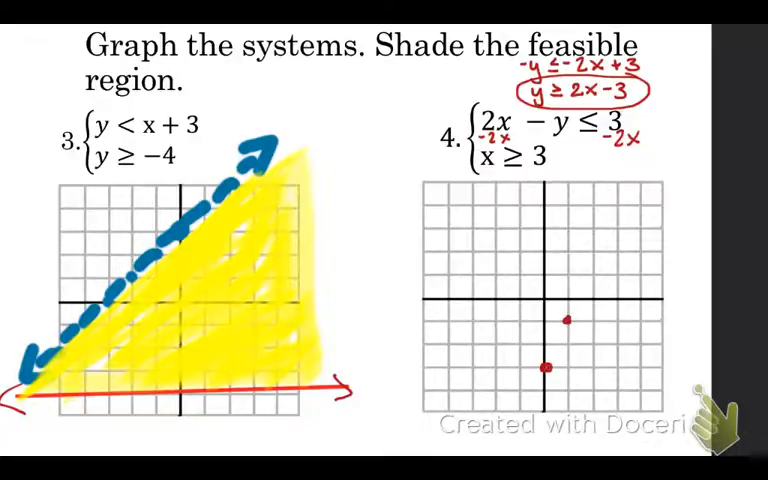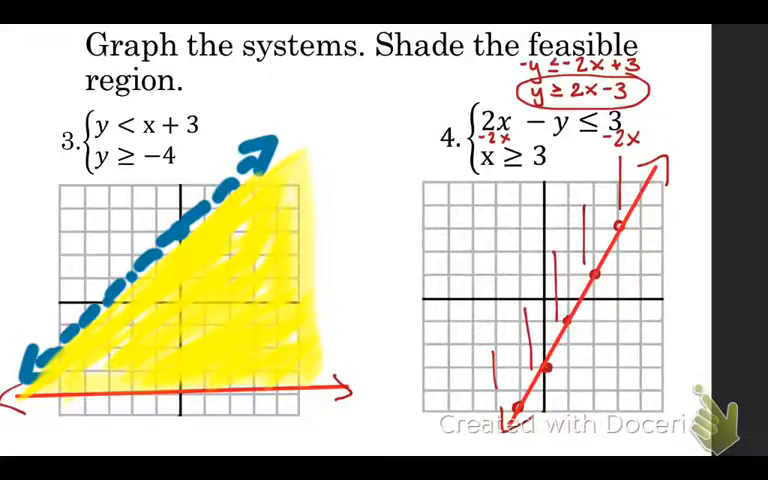So this has a y-intercept of negative 3 and a slope of 2. So this is a solid line because it is equal to, and I need to consider my shading. I'm shading above this line, so straight up from it.